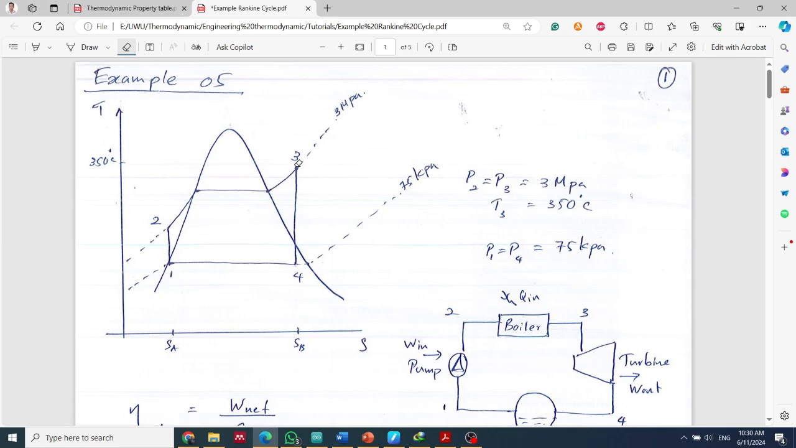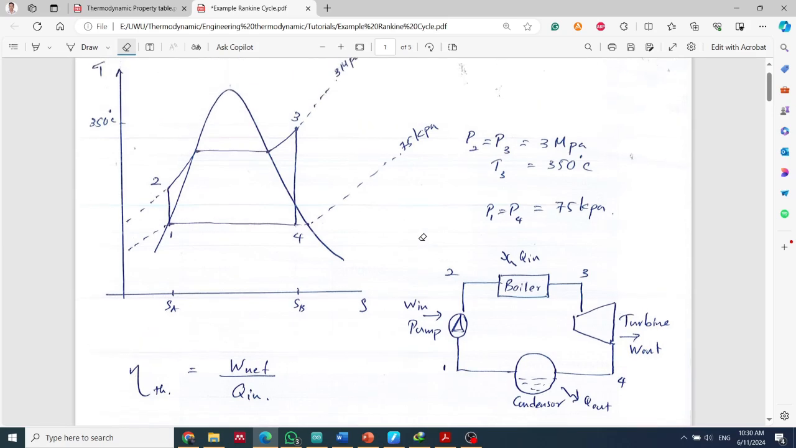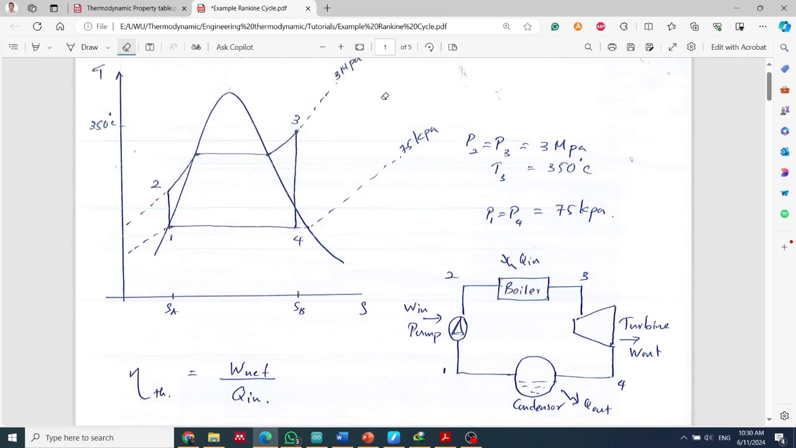So let me draw the four components. We have the boiler, the turbine, the condenser and the feed water pump. The boiler is where heat is in, Q in. The turbine gives the work out, the condenser has Q out, the excess heat out, and the pump has work in. Let me name 1 to 2 as the pump action, 2 to 3 as the boiler, 3 to 4 as the turbine, and 4 to 1 as the condenser.